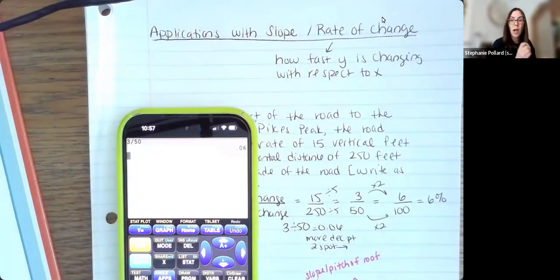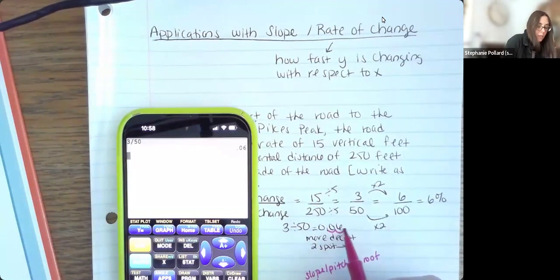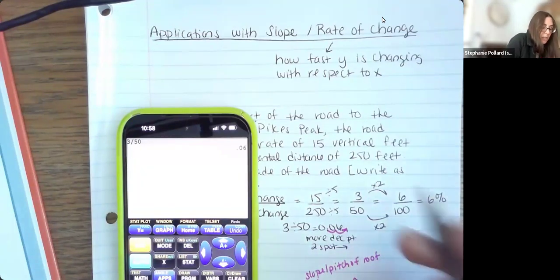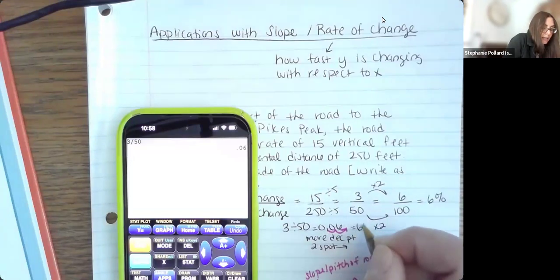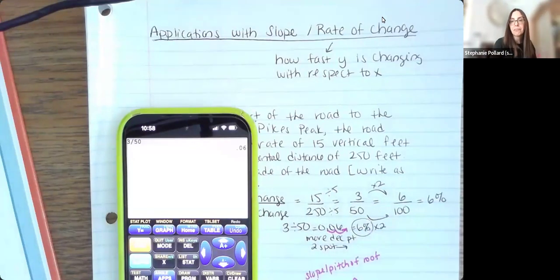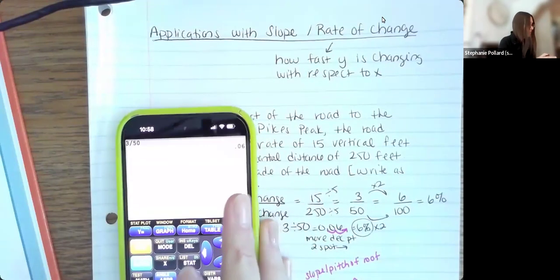So if your numbers are much more complicated and you're like, I can't think of an easy way to get to 100, then just divide. And then you're going to move your decimal point 2 spots to the right. And you can see that that changes this into just 6. And again, there is your percent. So that's how you can convert to a percent for some of these problems. So the answer here then would be 6%.